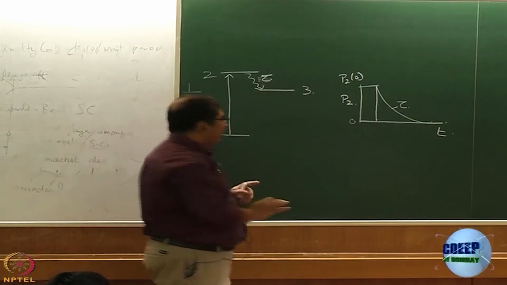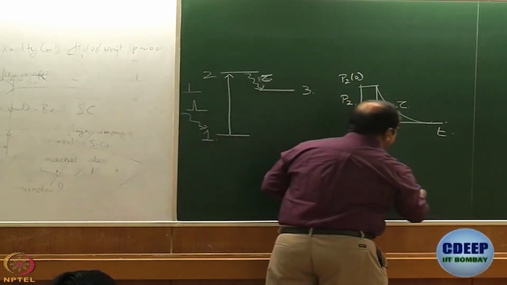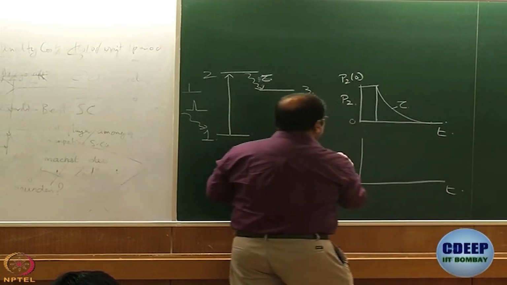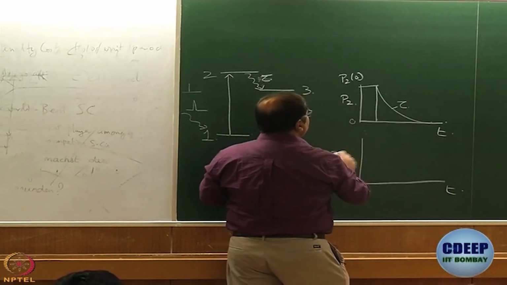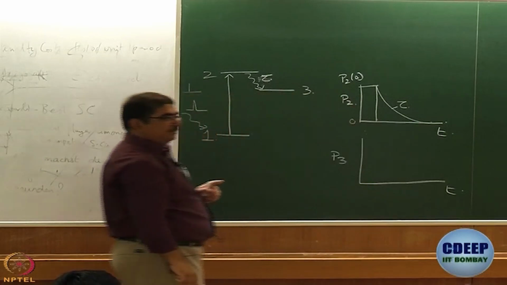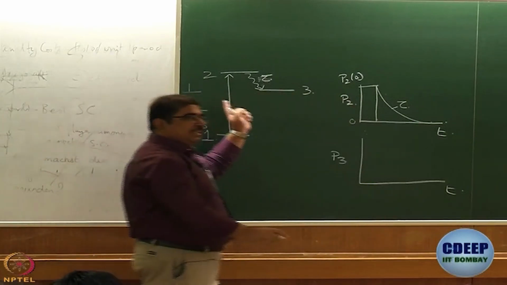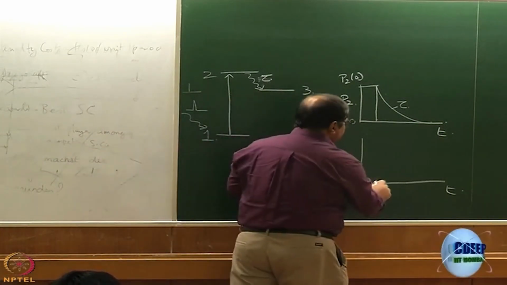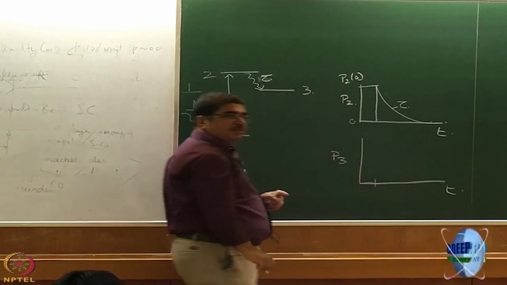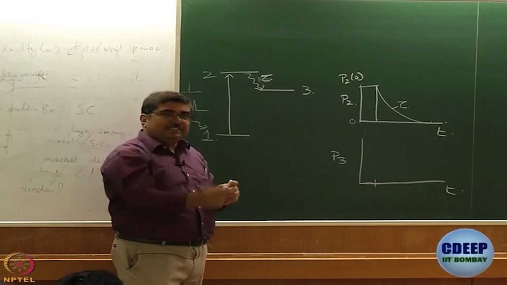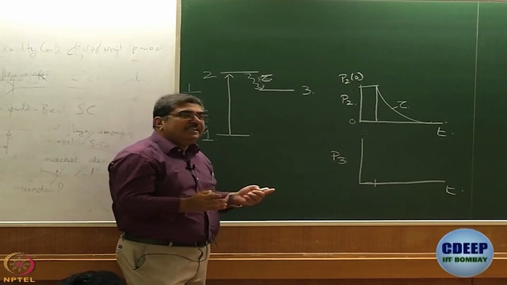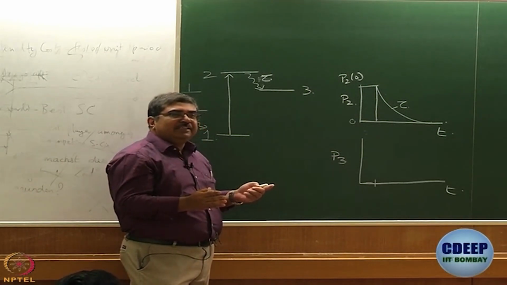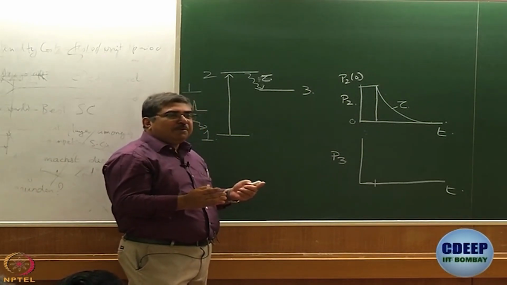Okay. Now let us ask a different question. How does the population of level 3 evolve as a function of time? Initially there is nothing, then comes time 0, the laser pulse comes and hits the molecule. Do I get any population of level 3 at that time? No. What about some time later?